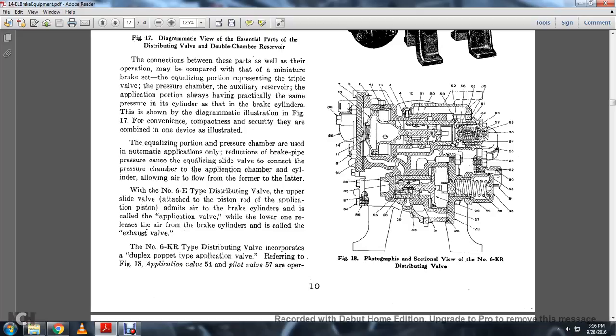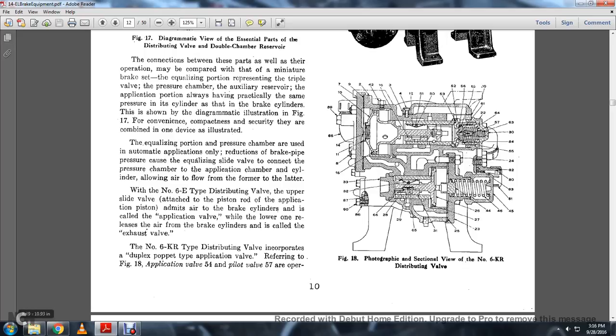The number E type of the distribution valve has an upper sliding valve attached to the piston valve of the application, a piston connected with the brake cylinder, and its cup with the application valve. The lower one is for the release of air from the brake cylinder, and a cup with the exhaust valve. The number 6KR type of the distributing valve incorporates the double poppet type application valve.